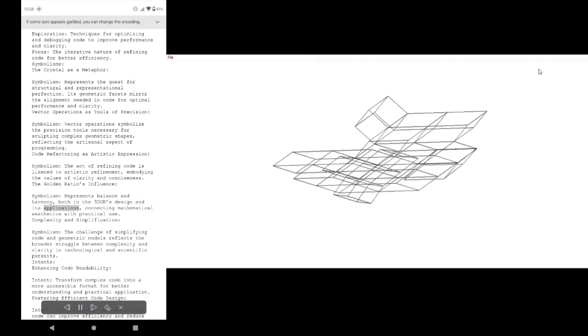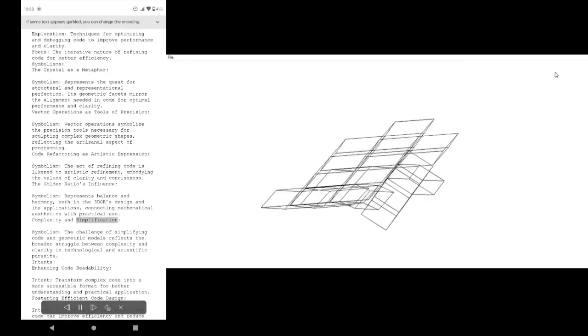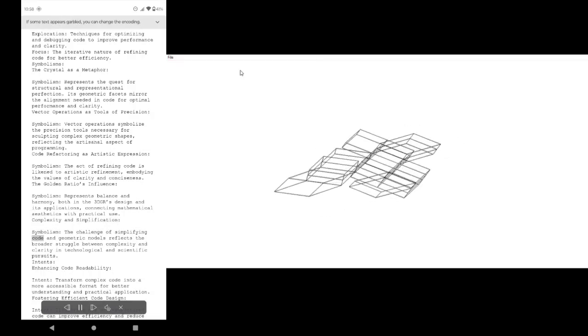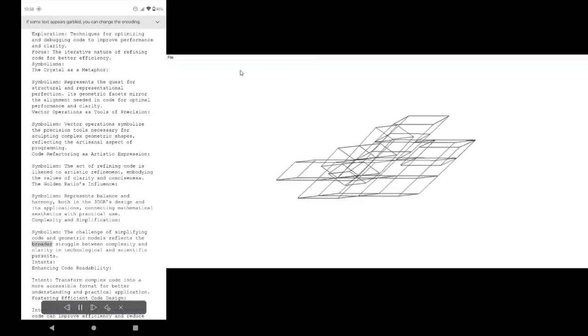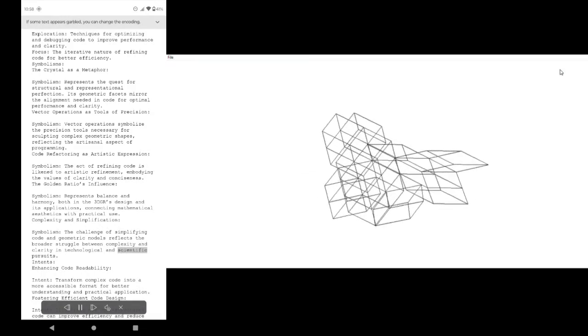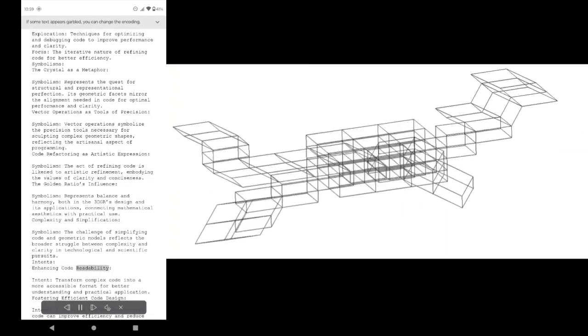The golden ratio's influence. Symbolism represents balance and harmony, both in the 3DGR's design and its applications, connecting mathematical aesthetics with practical use. Complexity and simplification. Symbolism. The challenge of simplifying code and geometric models reflects the broader struggle between complexity and clarity in technological and scientific pursuits. Intents. Enhancing code readability.